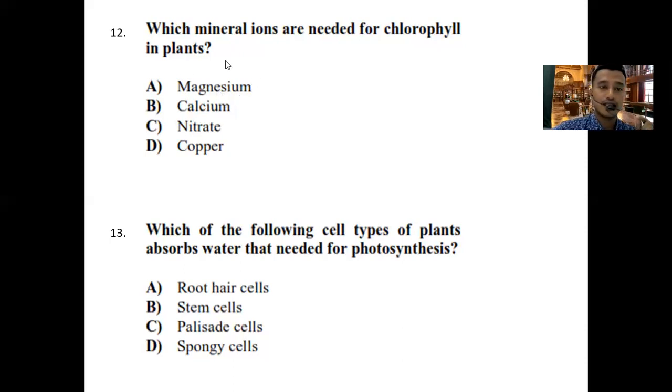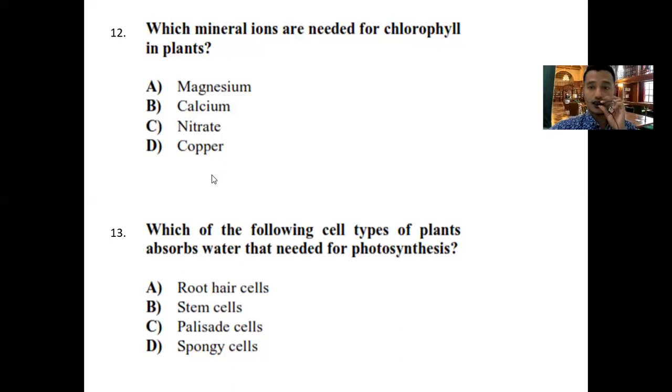All right, I hope you understand this one. Why not copper? Why not nitrate? Why not calcium? Copper and calcium are substances they need in small amounts. But nitrate is really important, not for chlorophyll, but for the production of amino acids, and then it produces the protein. Amino acids combine together, and then can produce the protein.